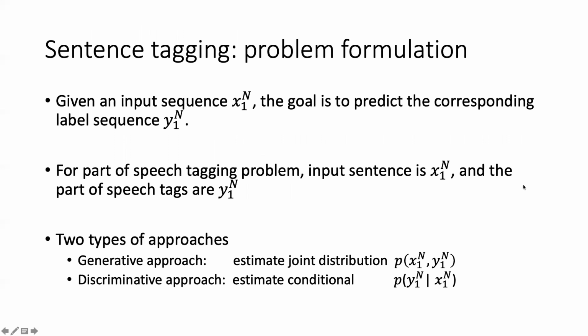In the general framework, given an input sequence, the goal is to predict the corresponding label sequence. For the part of speech tagging problem, the input sequence is X and the parts of speech tags are indicated using Y's. These are modeled using two different approaches. One is the generative approach, where we model the joint distribution between the words and the POS labels, which is P of X comma Y. In the discriminative approach, we model the conditional distribution P of Y given X. In this presentation, we are discussing the generative approach, and we can go into more detail on how to model the joint distribution using HMMs.